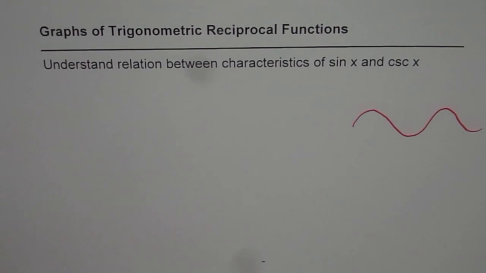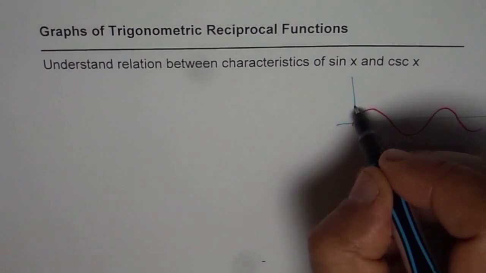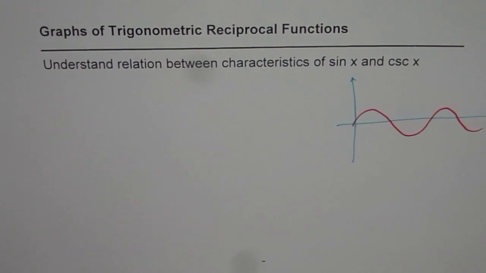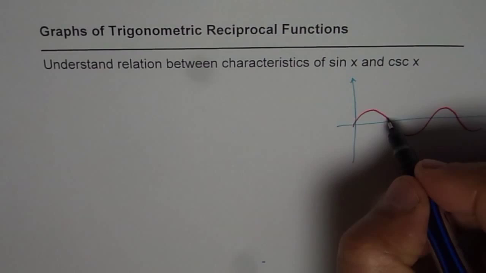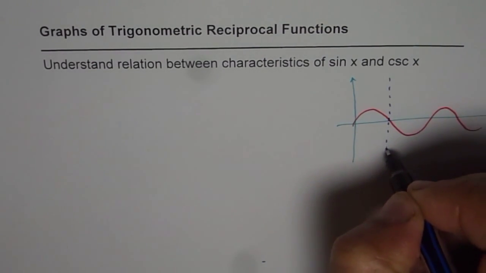Okay, so this is the sine wave. Let us say that is our x-axis, y-axis, right? Now if I have to sketch the cosecant function from here, then what can I do? At zeros, I will have asymptotes for cosecant. So these will be the asymptotes.